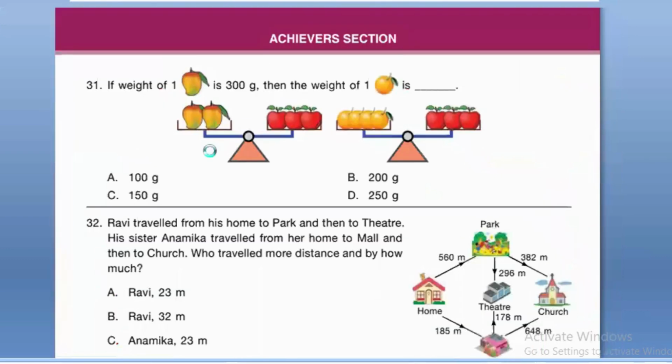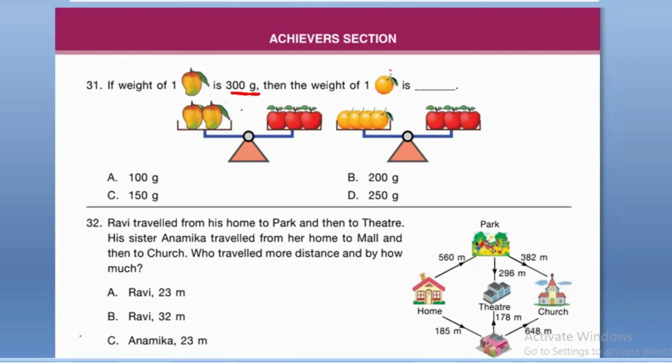Now let's move to the 31st question. So this is our next section, which is the achiever section. Each question of this section carries 2 marks, so be careful when you are doing the questions from this section. So the first question is: if the weight of one mango is 300 gram, then the weight of one orange is what? Now you can see in the first balance, 2 mangoes are equal to 3 apples.